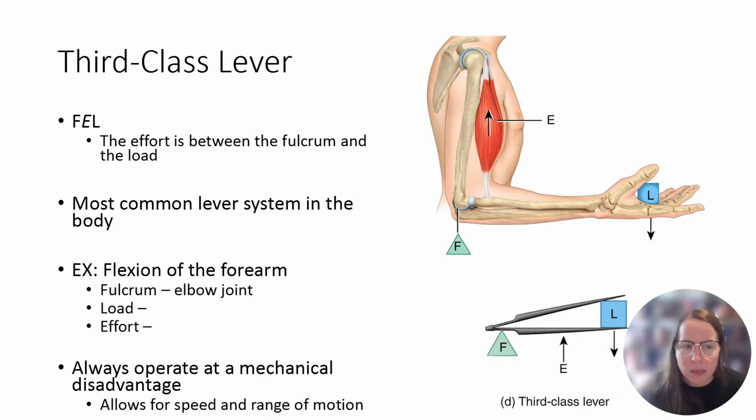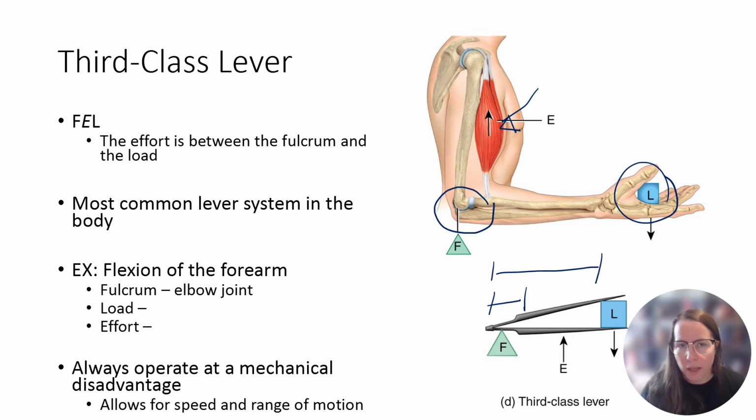Now for third class lever systems, we have FEL. So 1, 2, 3, FLE, effort is in the middle. So the fulcrum of this particular example is your elbow joint. The effort is the bicep, so it's in the middle, and then the load is whatever your hands are holding, okay? So because the effort arm is shorter than the load arm, we can see that here, we have mechanical disadvantage. So it's going to take more effort to lift something heavy, but I'm faster and I have more range of motion.